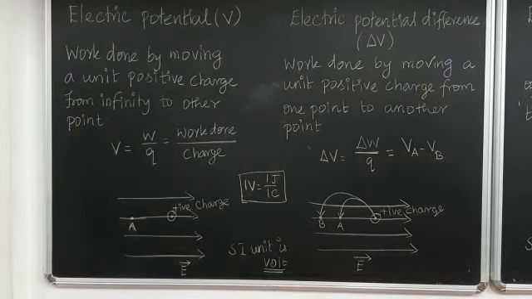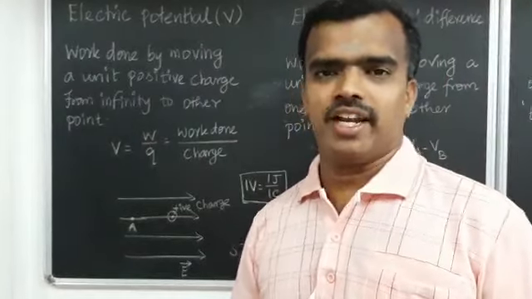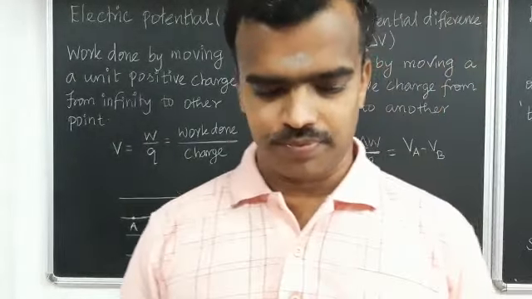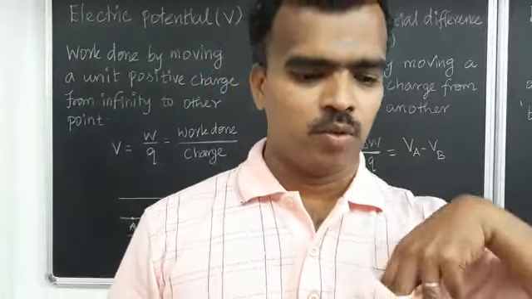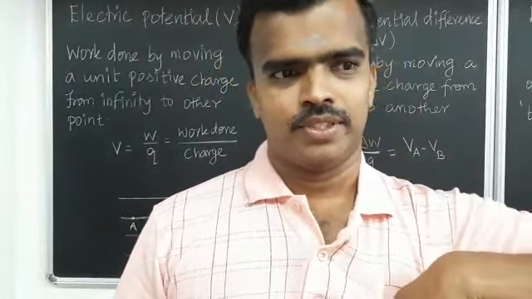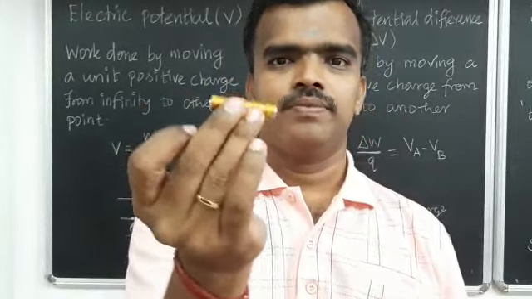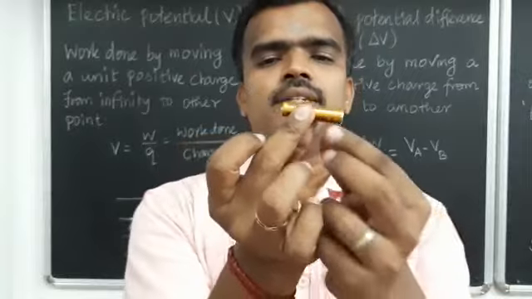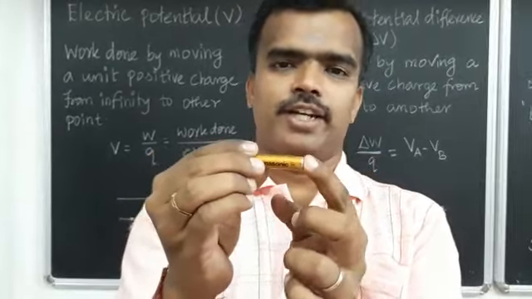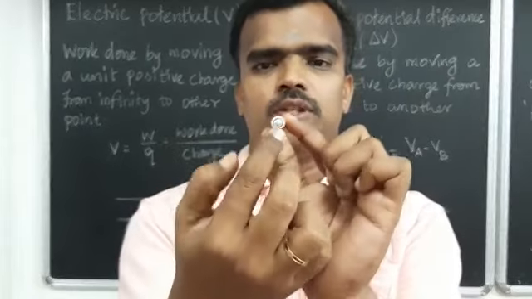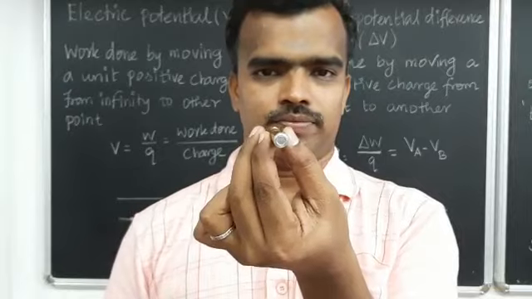Hello everyone, and here we are going to discuss electric potential and electric potential difference. Before understanding this, as usual, I am taking this small battery. This side is the positive terminal, and this side is the negative terminal. So this one is positive, and this one is negative.